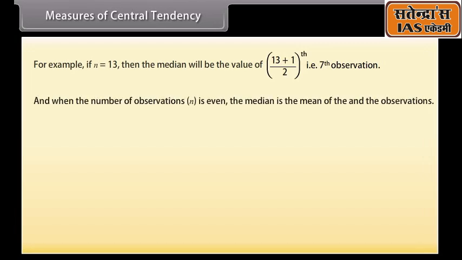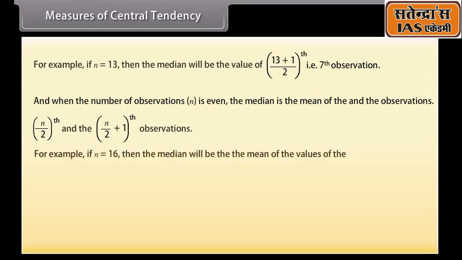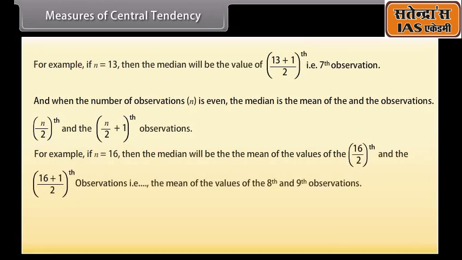And when the number of observations n is even, the median is the mean of the n upon 2th and the n upon 2 plus 1th observations. For example, if n is equal to 16, then the median will be the mean of the values of the 16 upon 2th and 16 upon 2 plus 1th observations, that is, the mean of the values of the 8th and 9th observations.